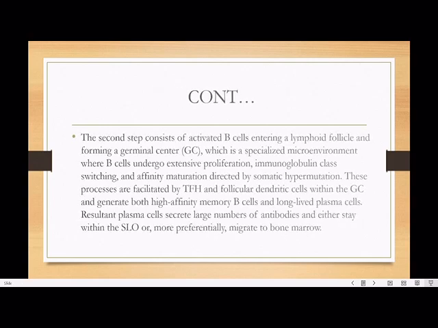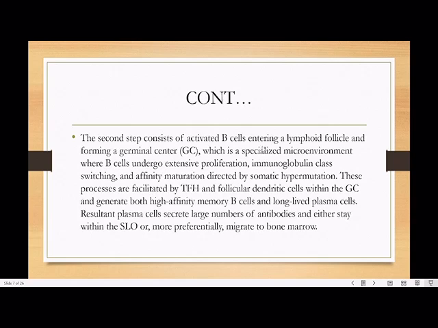We've seen the second step consists of the activated B cells entering the lymphoid follicles and forming a germinal center, which is a specialized microenvironment where the B cells undergo extensive proliferation, immunoglobulin class switching, which is the isotype switching, and affinity maturation directed by somatic hypermutation. This process is facilitated by the T follicular helper cells and the follicular dendritic cells within the germinal centers, and generates both high-affinity memory B cells and long-lived plasma cells.